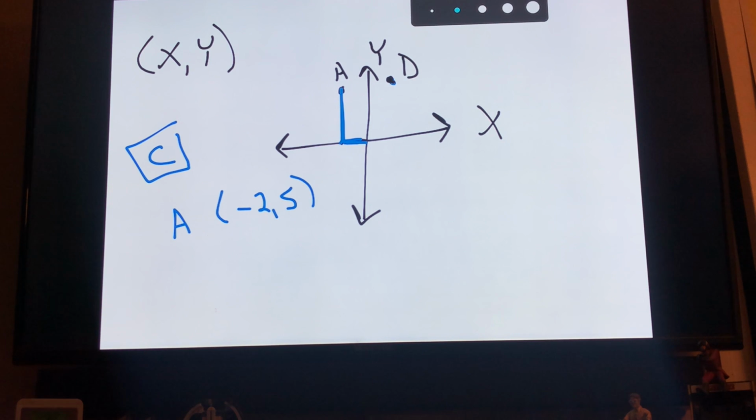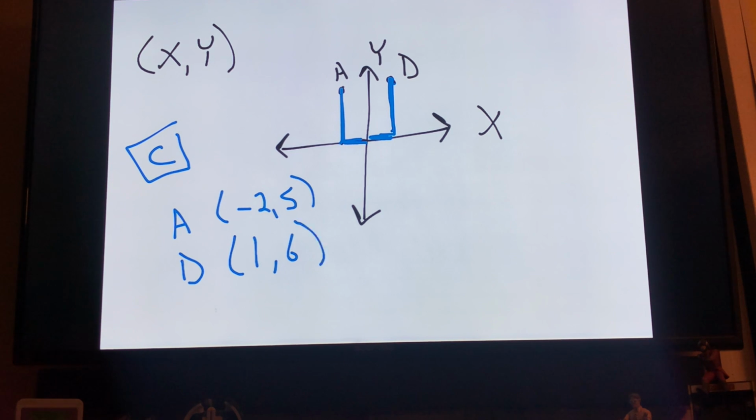So let's go. How many units to the right? Well, it looks like it is 1. So that means we're going to the left 1 unit. And it looks like we're going to the right 1 unit and up. So it looks like for D, it is going to be positive 1, 6.